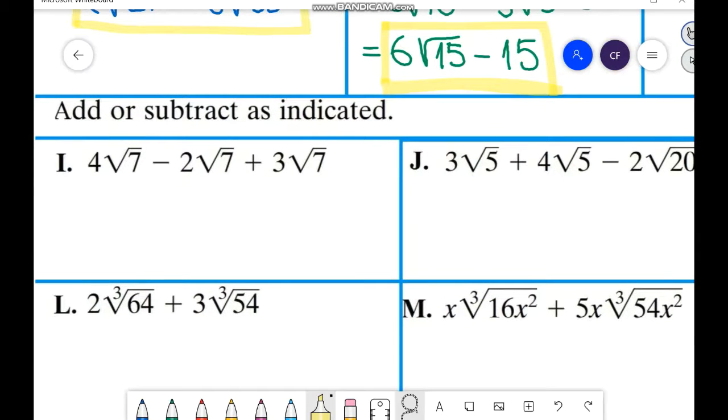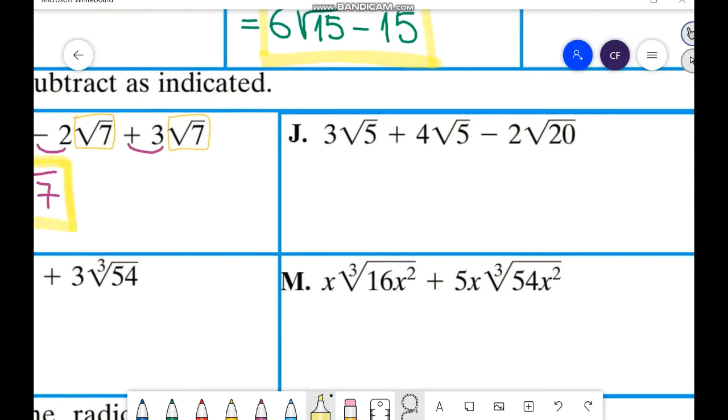For letter I, it's kind of easy because we can identify very easily the like radical. The like radical is going to be square root of 7. So add 4 minus 2, 2 plus 3, 5. The answer is 5 square root of 7. Very simple. This is simple because we don't need to break down the square roots. We find very easily the like radical.